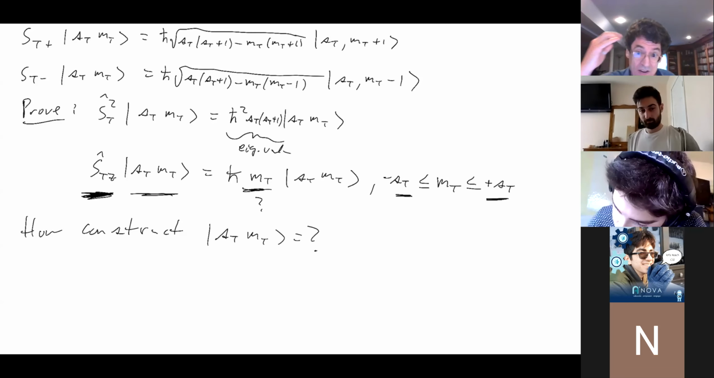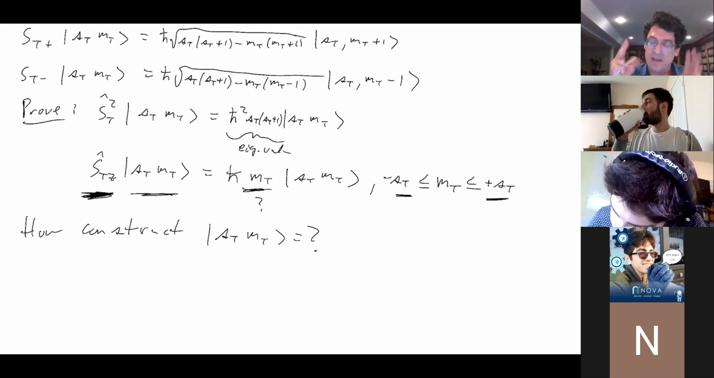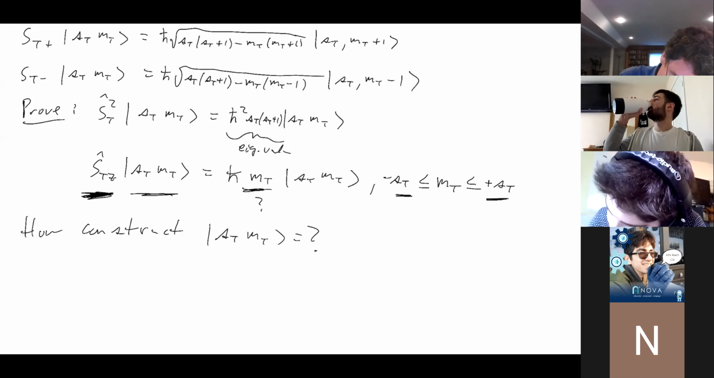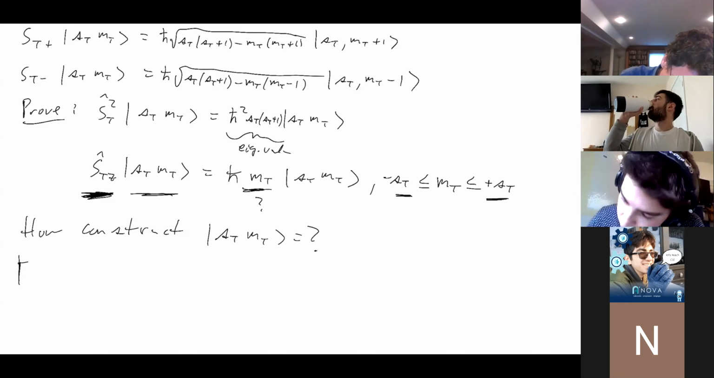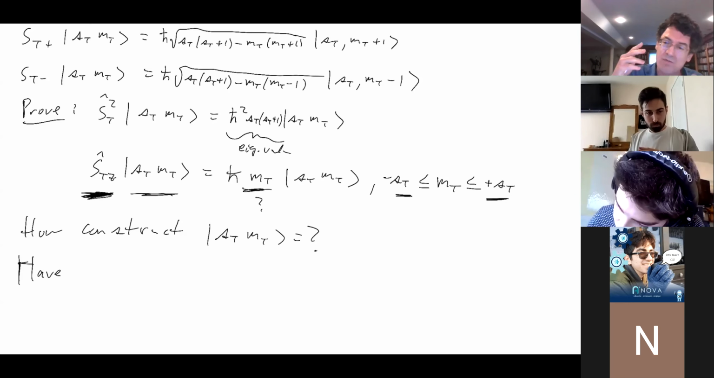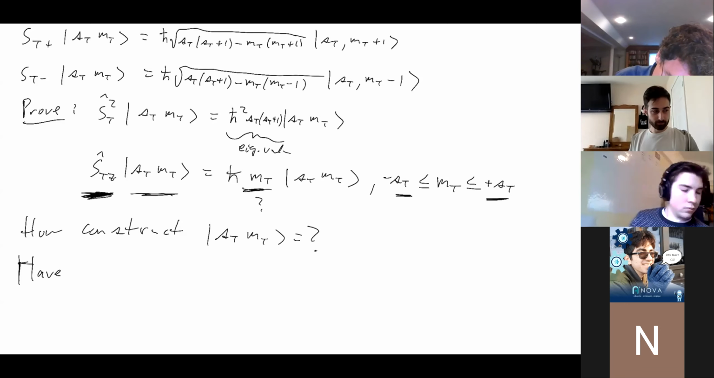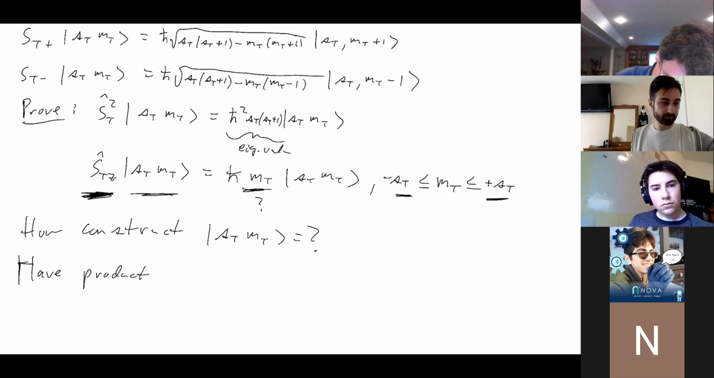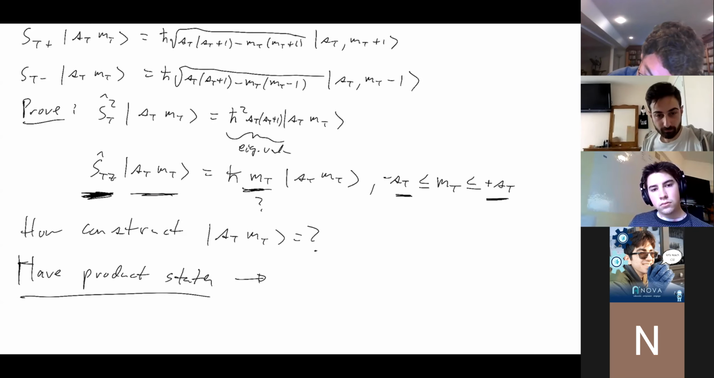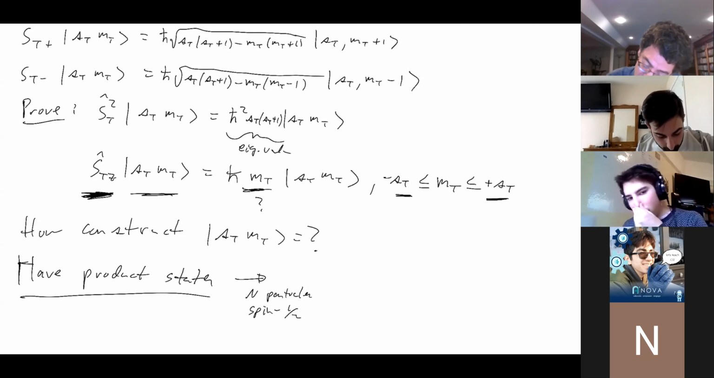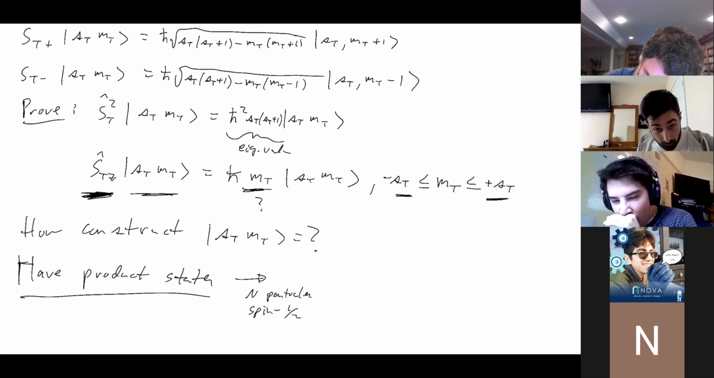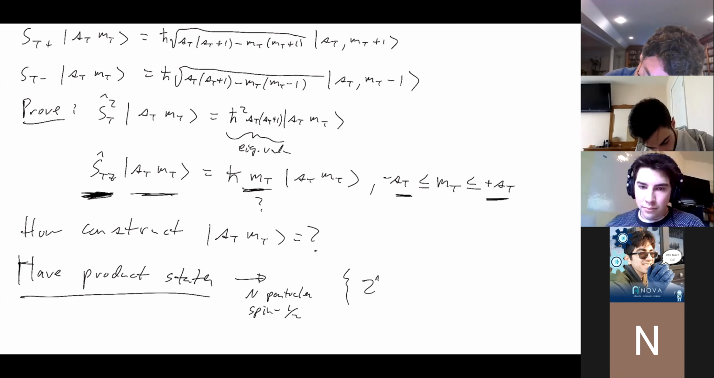And the way to think about it is, the easy thing that we can do without any hard work at all is we can construct the product states. And we know that for a system of n particles, let's say spin 1/2 particles, since that's the easiest one, for n particles of spin 1/2, we have a set of 2 to the n product states.